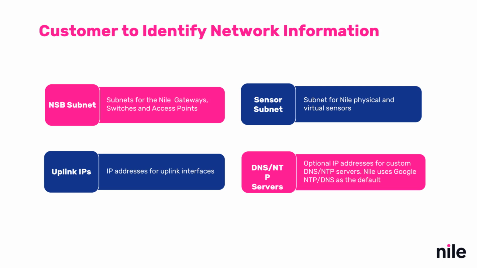Lastly, there is the option to provide custom DNS and NTP server IP addresses. By default, Nile uses Google DNS and NTP. If the customer does not have specific servers or preferences, the default configuration will be applied. It is important that the customer identifies all of these parameters before activation day. This preparation enables a smooth deployment with minimal back and forth during the on-site setup.